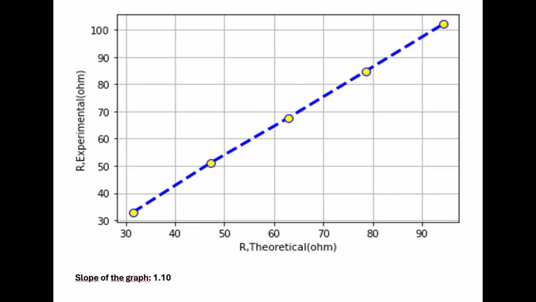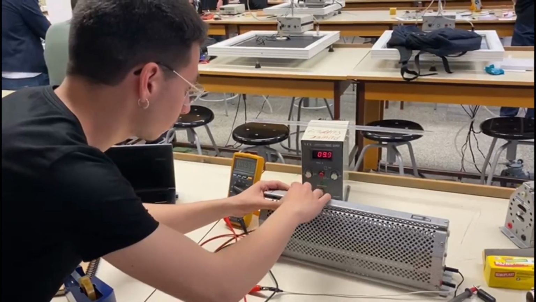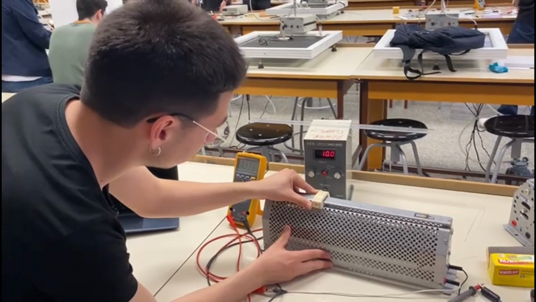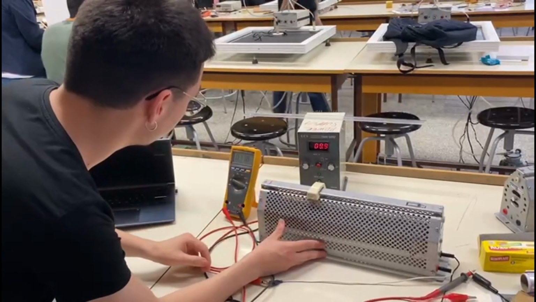And thus graph number 2 was drawn. The slope value of the best fit line was found to be 1.10, considering that the slope value of 1 is completely compatible with the theory and the experimental result. The value of 1.10 shows us how close the result of the experiment is to the theory itself.